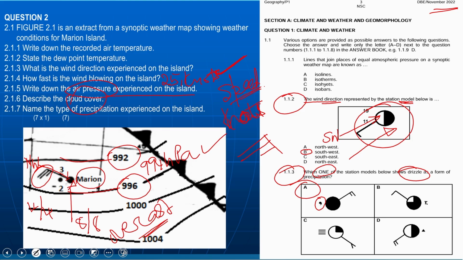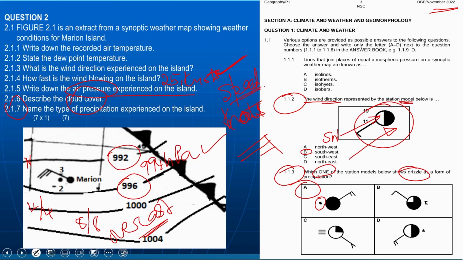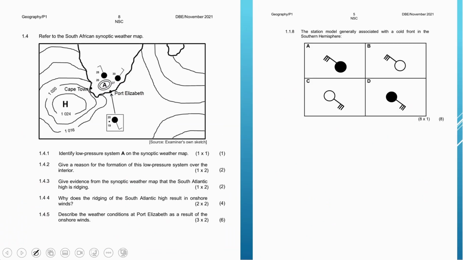And then we look at 2.1.7, which is the last one. Type of precipitation experienced on the island. Remember that dot. That dot shows you rainfall. And remember we said it keeps changing. It can be rainfall as you see here. It can be drizzle as you see here. It can be something else here as you see there, thunder, or it can even be fog. It depends. But please make sure you are familiar with the symbols. We'll take the next one very quickly.